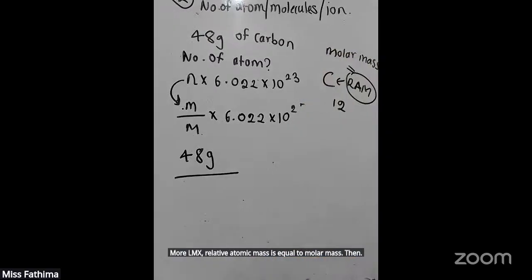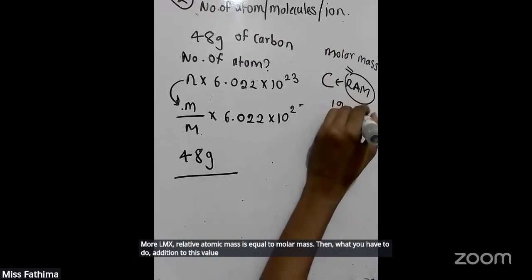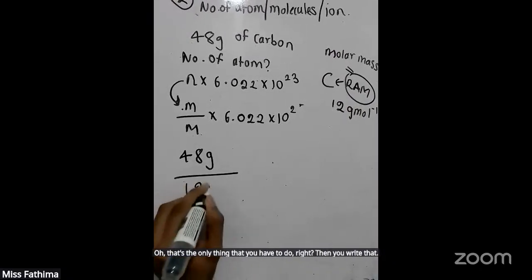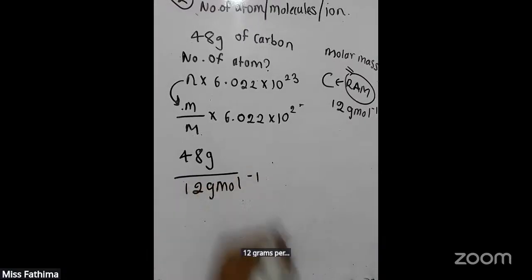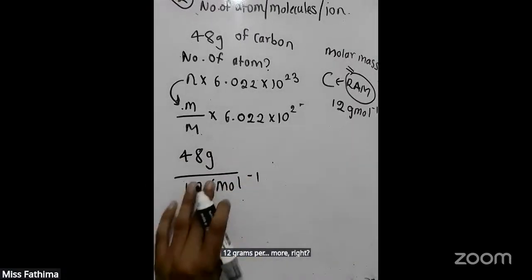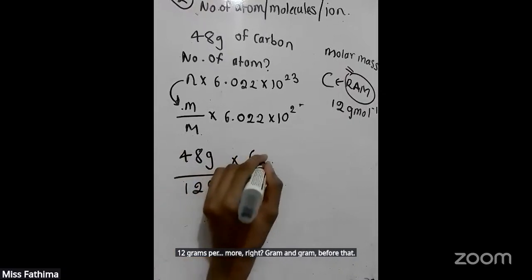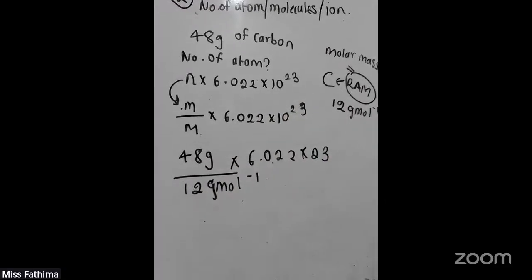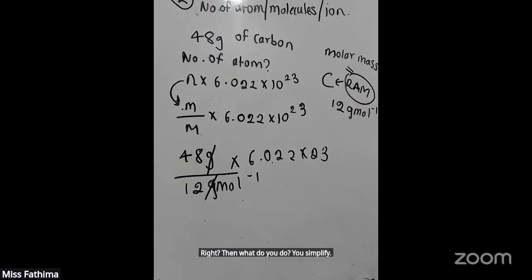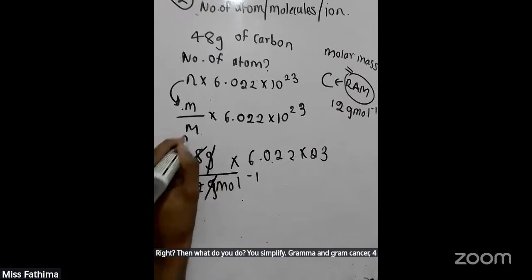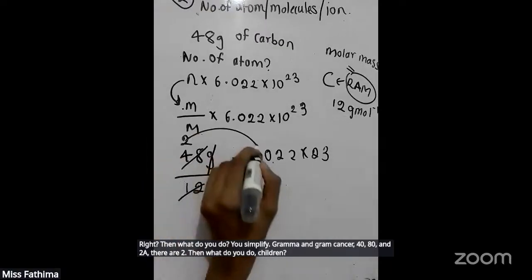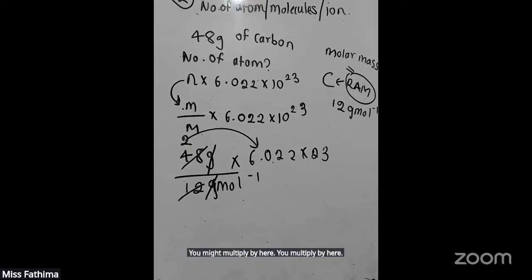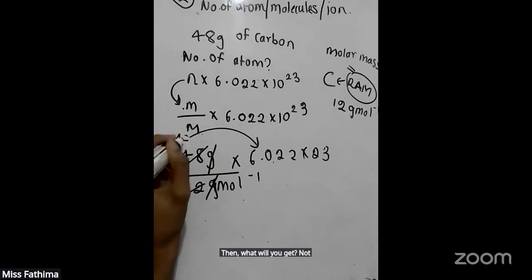Relative atomic mass is equal to molar mass. Then what you have to do? In addition to this value, you have to add the unit, gram per mole. That's the only thing that you have to do, right? Then you write that 12 gram per mole, right? Gram and gram, before that, you continue writing the Avogadro's constant, right? Then what do you do? You simplify. Gram and gram cancel. 48 and 12, there are 2. Then what do, children? You multiply by here. Then what will you get? Not 2, 4. I'm sorry, it's 4, right?